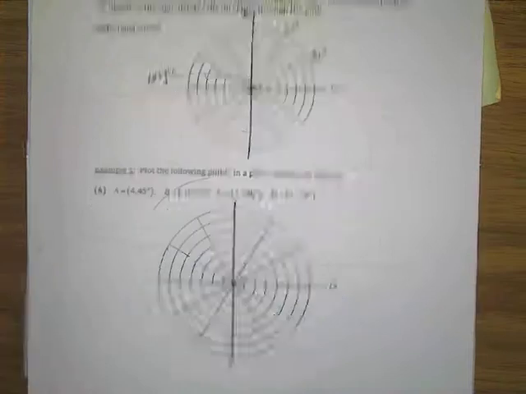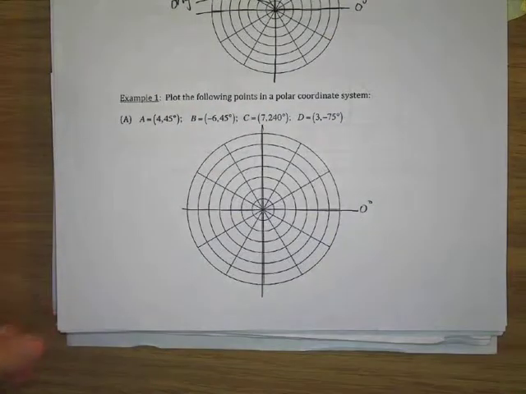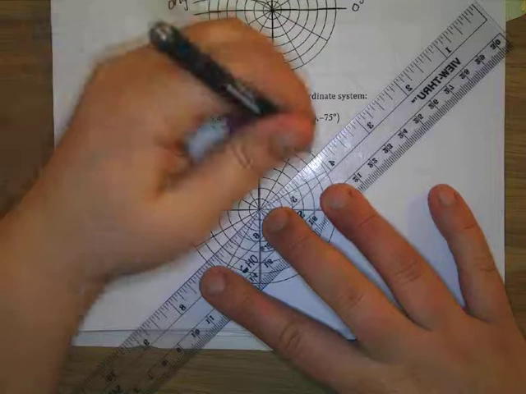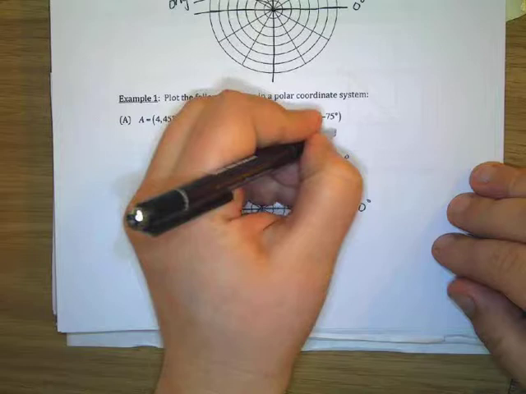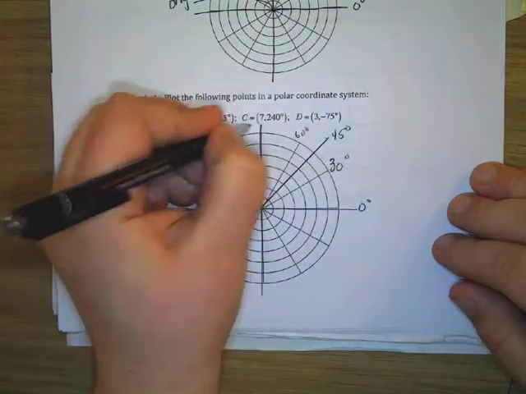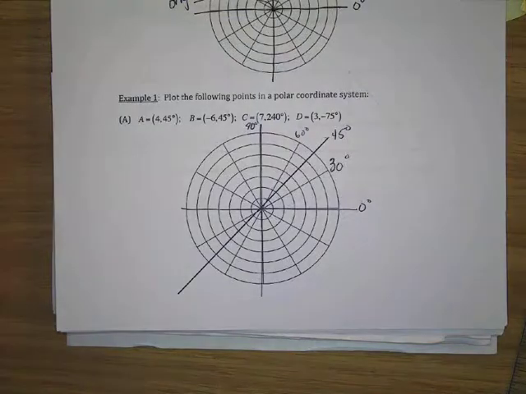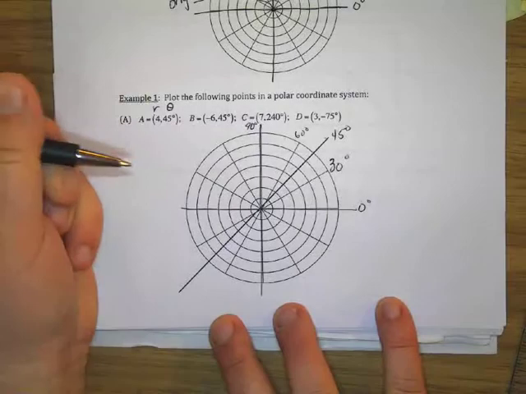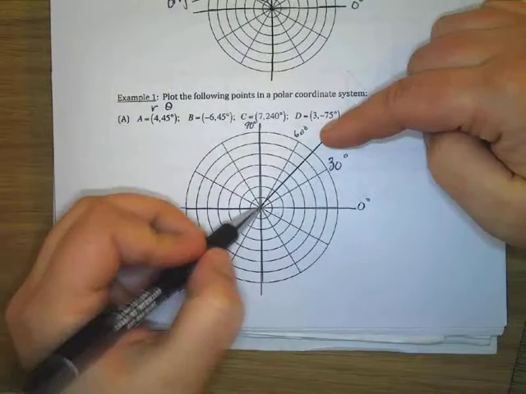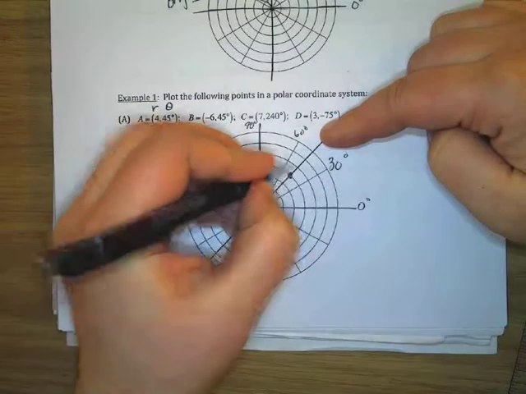The first point we want to graph is 4 at 45 degrees. We don't have a 45 degree line on here, so 45 degrees is between 30 and 60. You can just sketch it on there. I just cut between 30 and 60, and there's your 45. So here's how this works. Your radius is 4, your theta is 45. So I go to the 45 line, and my radius is 4, so I'm going to go out 1, 2, 3, 4 circles. And that's point A.